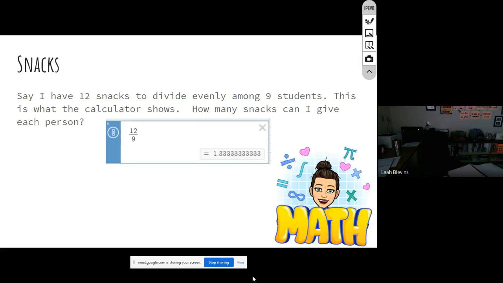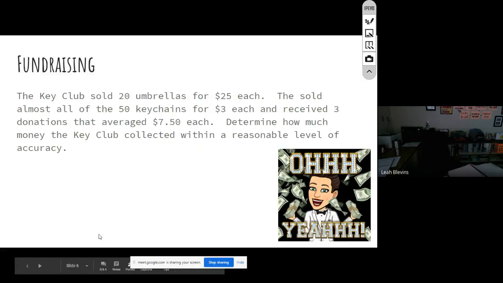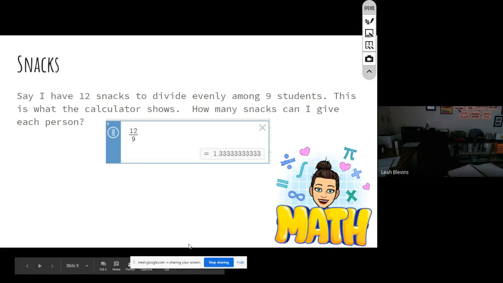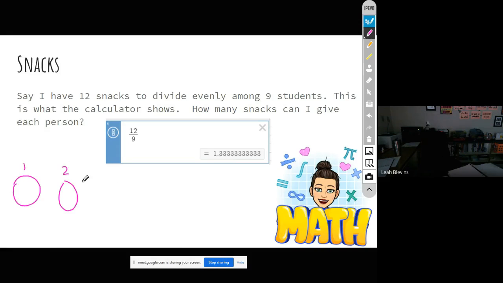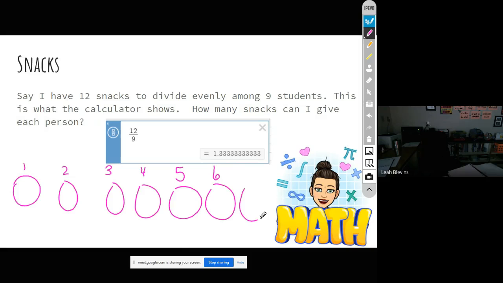Let's think about it visually. I've got 9 people, so here's, oops. Might help if I click on my pen. I've got person 1, person 2, person 3, person 4, person 5, person 6, person 7, person 8, and person 9.